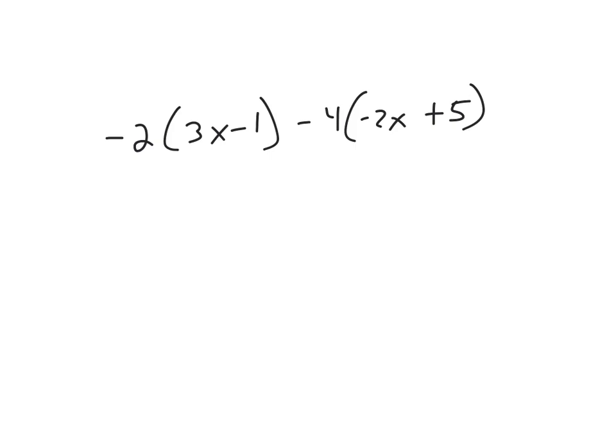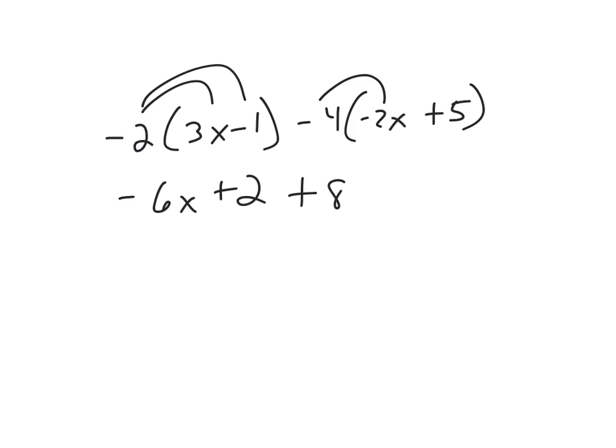Let's try it. Let's go negative 2 times 3x minus 1 minus 4 times negative 2x plus 5. All right, so if we go through this, we're going to have negative 6x and a positive 2. And we're going to have a positive 8x, right? Because negative 4 times negative 2 is positive 8. And then negative 4 times 5 is negative 20.